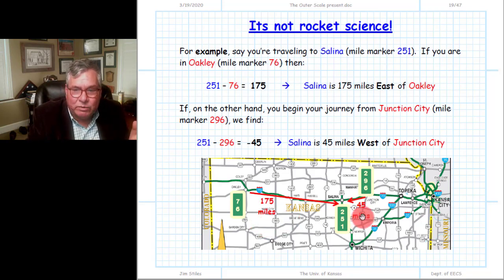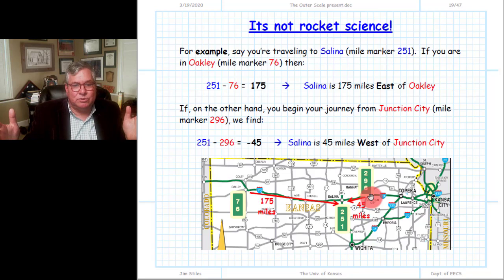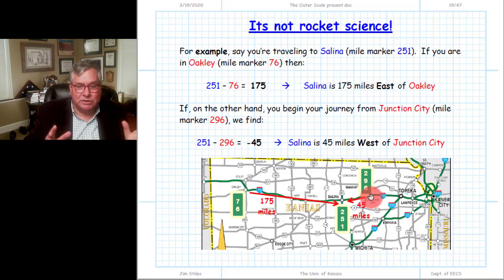Or on the other hand, let's say we're in Junction City, which is mile marker 296. We take Salina's mile marker 251, subtract 296 from it, and we get a value of minus 45. This tells us that we need to travel 45 miles in the westerly direction to get to Salina. Or another way of looking at this is if we are at Oakley and we travel 175 miles toward the east, we'll be at mile marker 251. Or if we are at Junction City and we travel 45 miles to the west, then we will be at mile marker 251 as well.